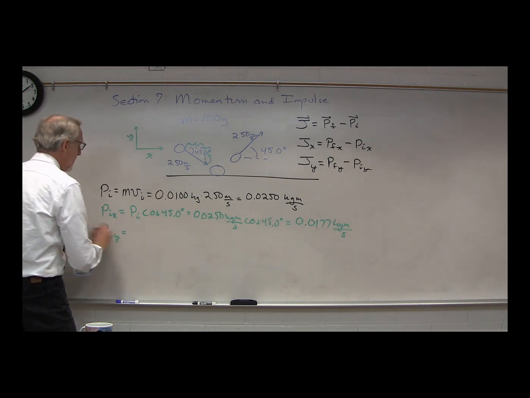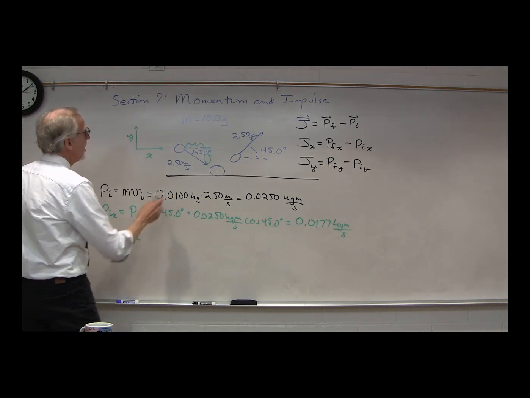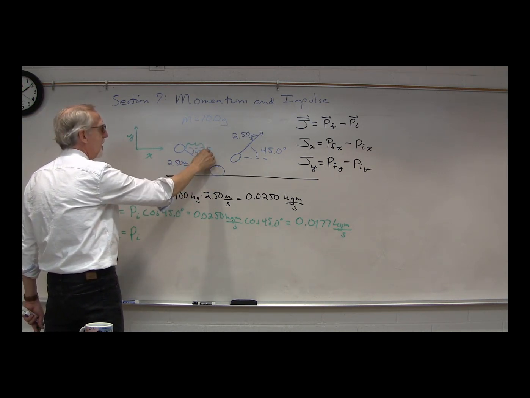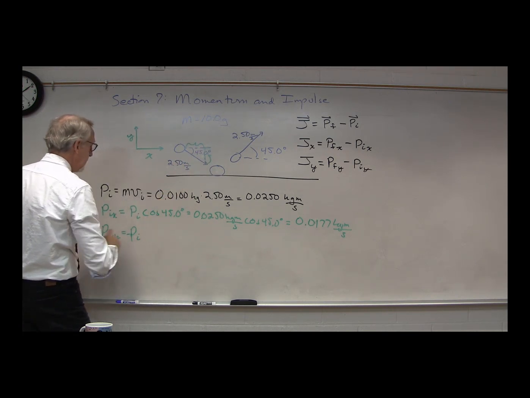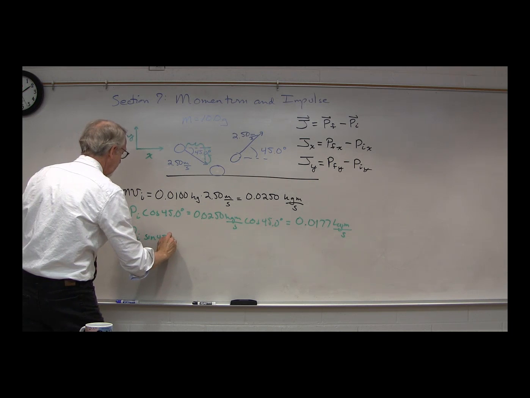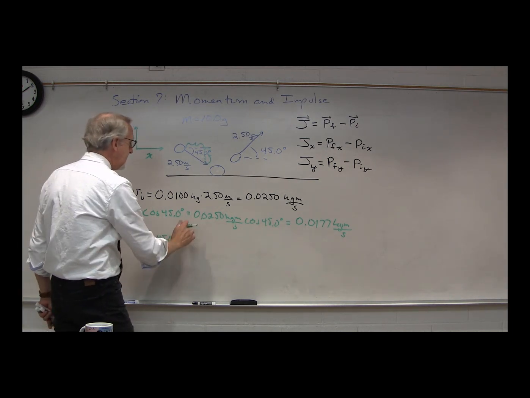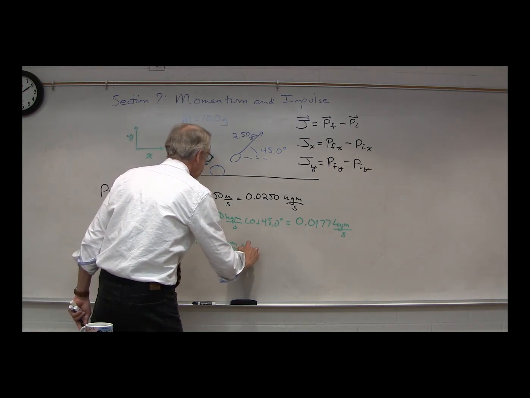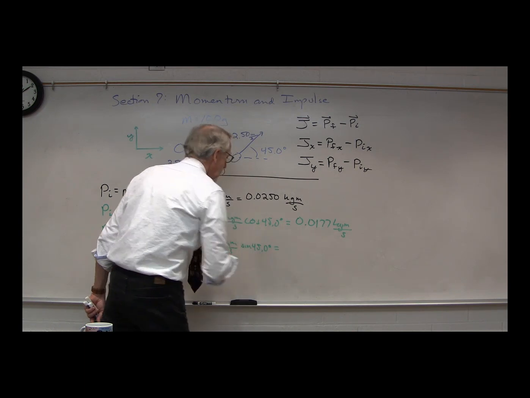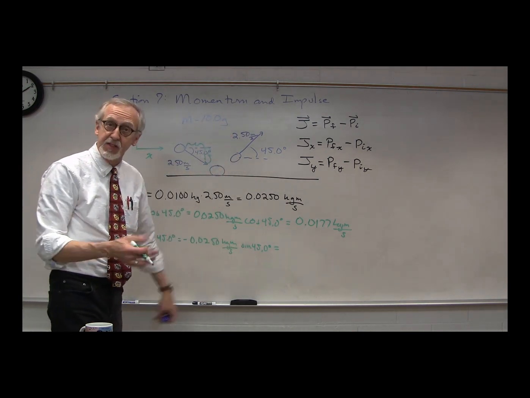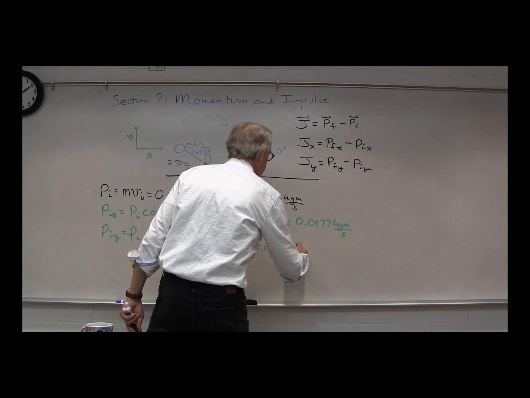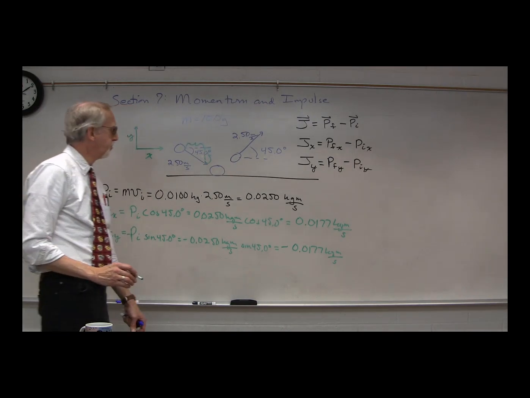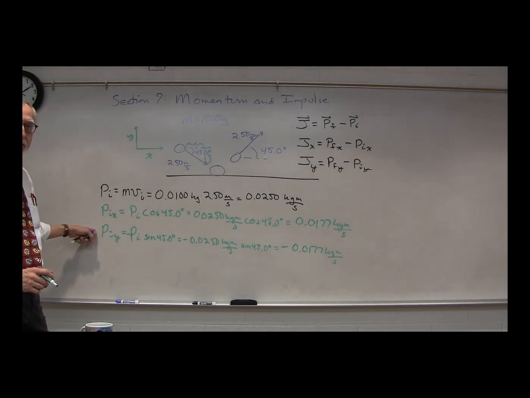P initial y, that will be P initial, and the y component, this one, that'll be sine 45, but we notice it's in the negative direction, so that's going to be negative P initial sine 45 degrees, which is going to be negative 0.0250 kilogram meters per second sine 45 degrees. Multiply that out, sine 45 is the same as cos 45, we end up with negative 0.0177 kilogram meters per second. There we go. So there is the initial y component.